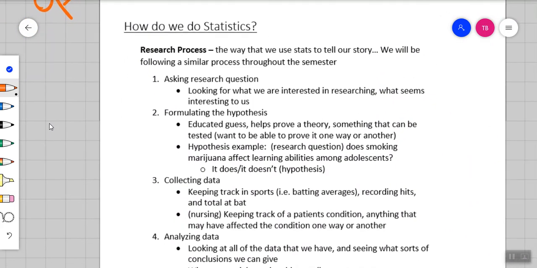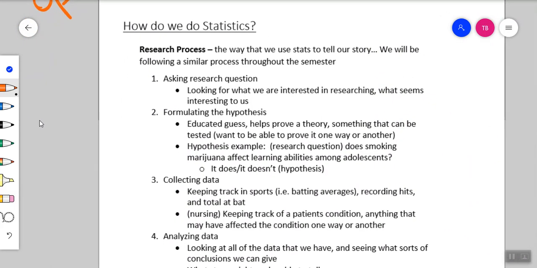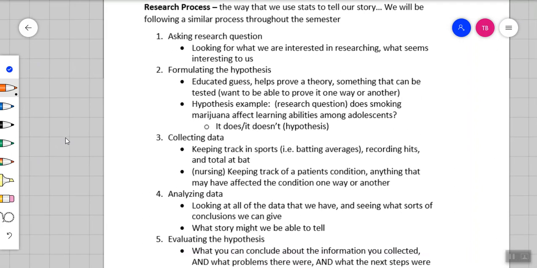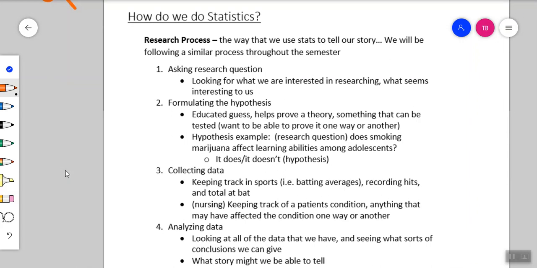Now the next section is about three parts of how we do statistics. I'll go through an overview of how we do it, and then we'll go through a little bit more information on some of these pieces. So basically, a research process. If we want to tell a story in statistics, there are steps to telling that story.